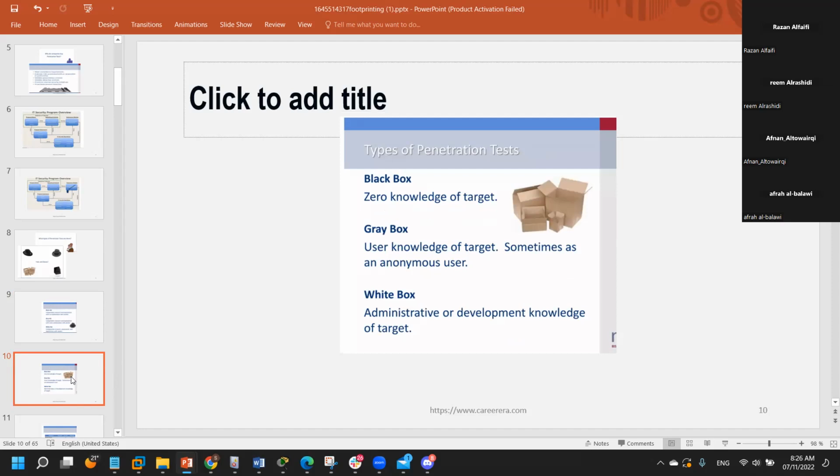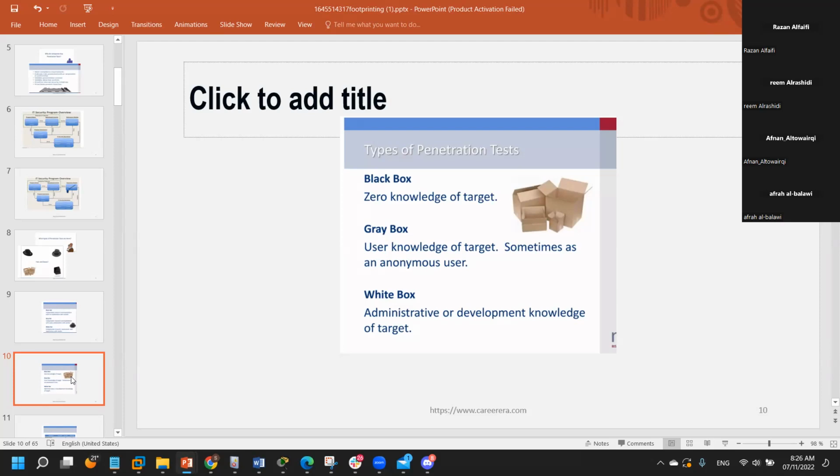Okay, in the white box, you are simulating an attack from inside. So you give him all the details, because if someone is inside your organization and he decided to attack you, he will know everything. He knows your IP addresses, he knows your domain, he knows where your mail server is, he knows your DMZ, he maybe has a network topology. So in a white box, we are simulating an insider attack, okay?